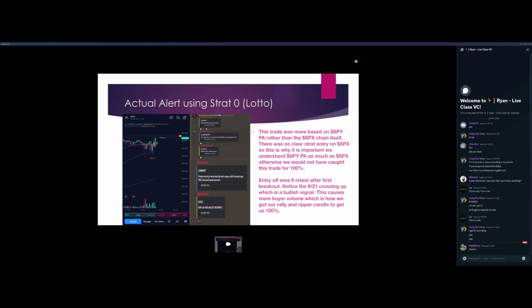So 542.50 is the EMA. You can see this is 543, 542 in the middle, 542.50, boom, EMA. And we were chopping a bit. You know, we had a little wick here. So that's why I mentioned premium started to decay faster. We need a Ripper candle if we want to get 100%. These small pushes won't cut it.